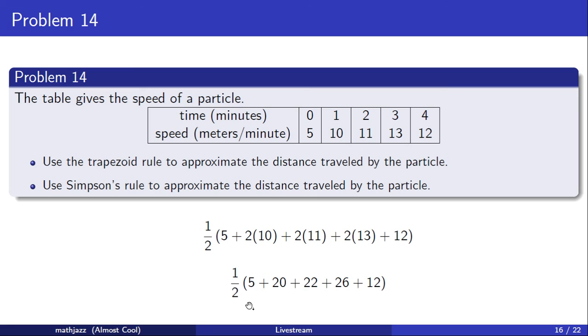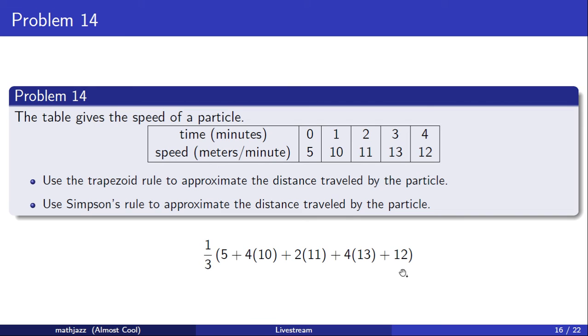So that's 1/2 times 5 plus 20 plus 22 plus 26 plus 12. And let's see what happens. That's 42.5. I think that it's going to go into the Simpson's rule next, but the slide is scaring me because it didn't quite load properly.